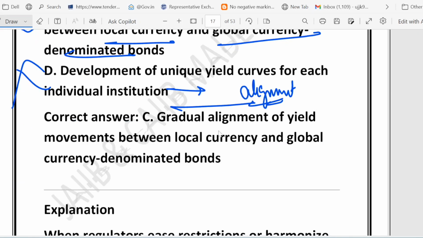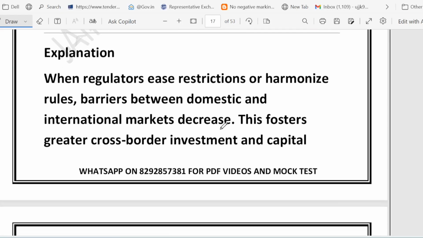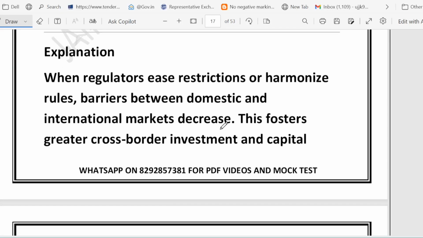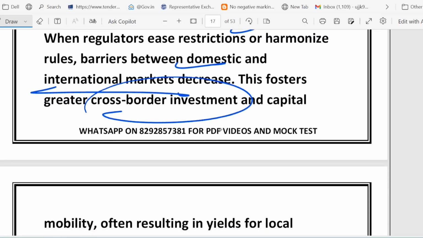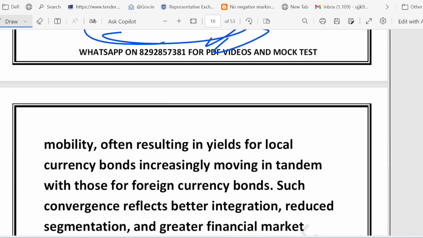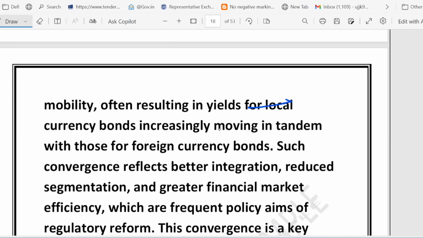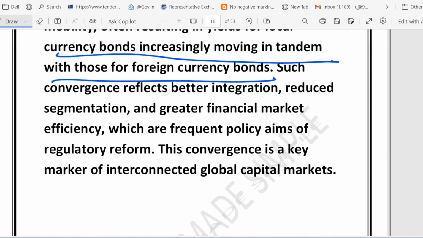So here is what you need to remember. First thing is that liberalized regulation reduce barrier between domestic and global bond market. So ultimately barrier get reduced between domestic and global market. Second point, it encourages cross-border investment. Cross-border investment is encouraged by the liberalized regulation. And third point, result is that local currency bond yield start moving like a global bond, resulting in yield for local currency bond increasingly moving in tandem with those of the foreign currency bond. That is the final outcome.